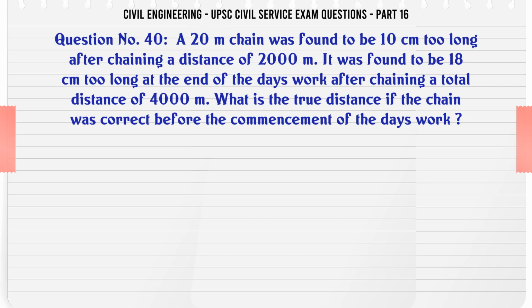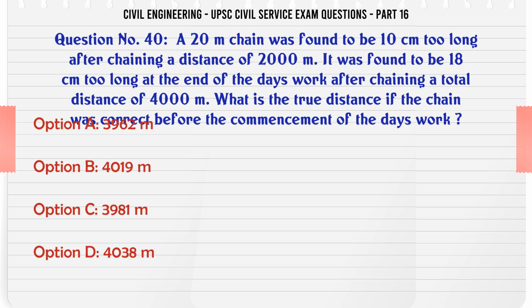A 20 m chain was found to be 10 centimeters too long after chaining a distance of 2000 m. It was found to be 18 centimeters too long at the end of the day's work after chaining a total distance of 4000 m. What is the true distance if the chain was correct before the commencement of the day's work? A. 3962 m. B. 4019 m. C. 3981 m. D. 4038 m. The correct answer is 4019 m.